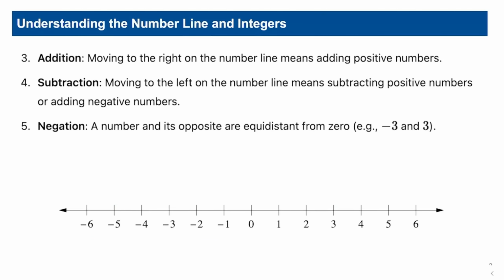What does addition mean? If I have 3 plus 1, that means I move from 3 to the right by 1 unit. I arrive at 4. What does subtraction mean? 3 minus 1. That means I start from 3 and move to the left by 1 unit. I get 2. A number and its negation are equidistant from 0. They are on the two sides of 0 with the same distance.